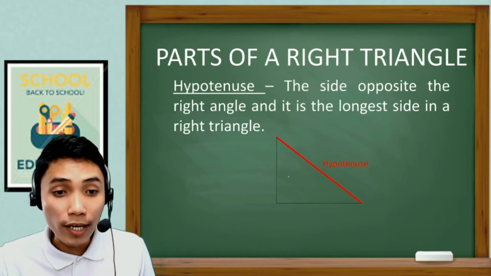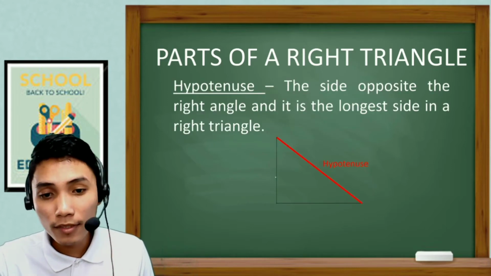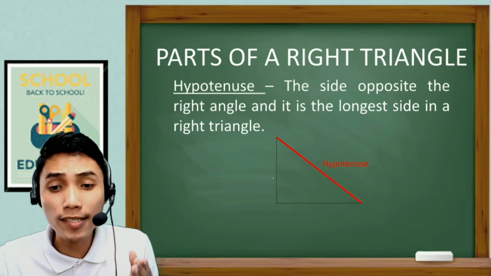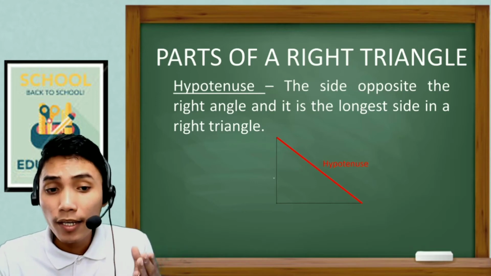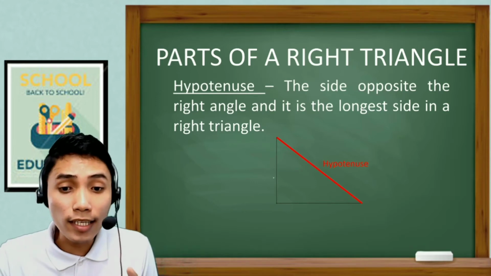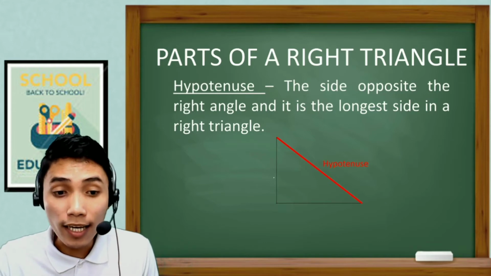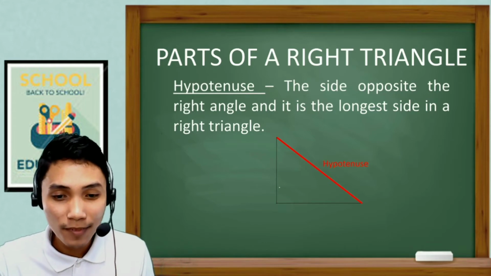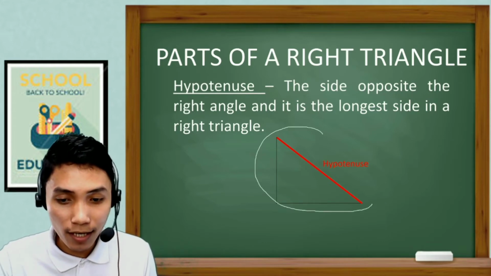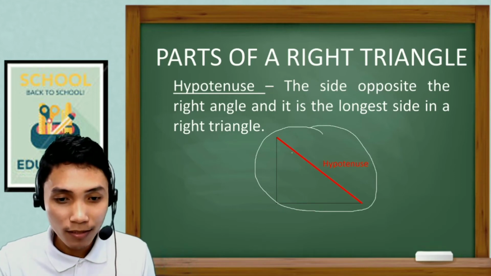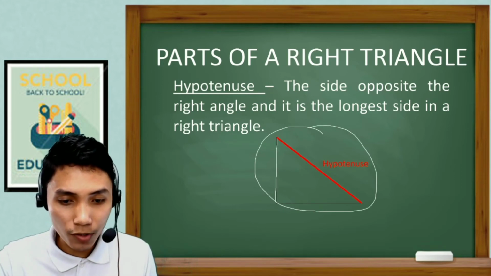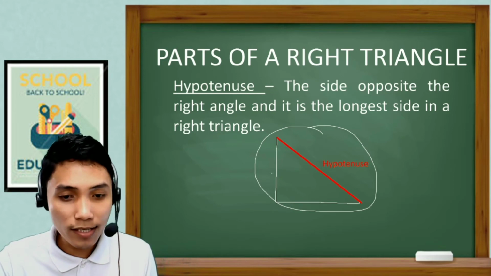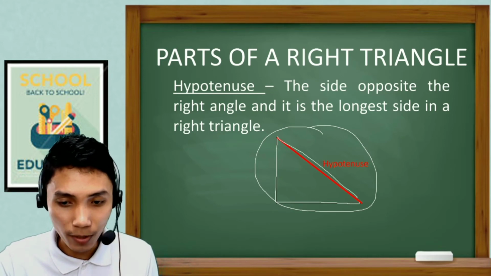The next one is hypotenuse. Hypotenuse, that is the side opposite the right angle, and it is the longest side in a right triangle. So natay figure diri nga triangle. So imong tanawon ng atong triangle, the longest line here is this one.